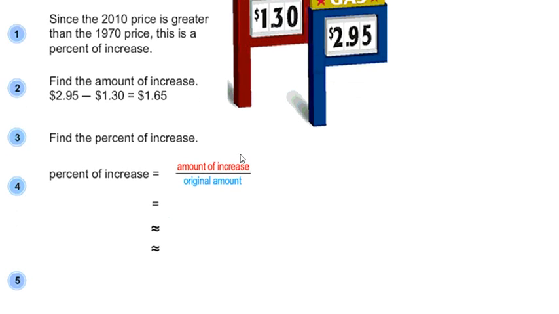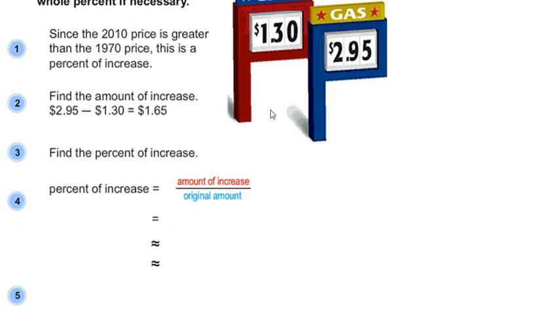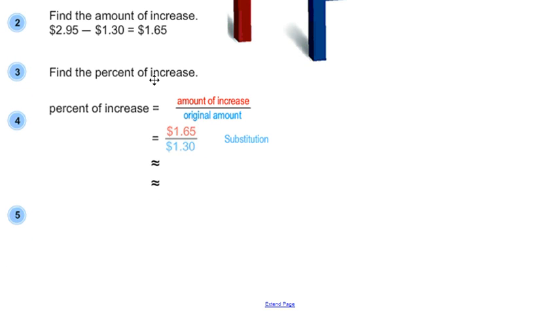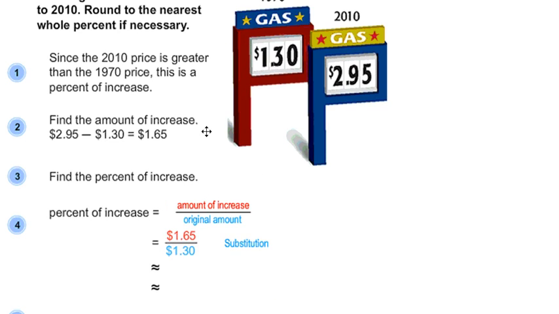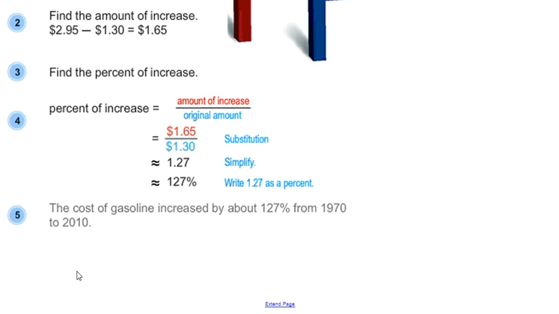So now we're going to find the percent of increase, the amount of increase over the original amount. And when they talk about the original amount, they're talking about 1970. So we have $1.65, and the original amount was $1.30. We're going to find that decimal value, 1.27, and then our last step is to multiply by 100. So we got 127%. And this is true because the price actually increased over the amount. So the cost of gasoline increased by 127% from 1970 to 2010.